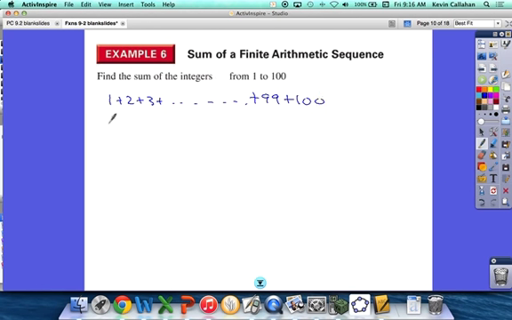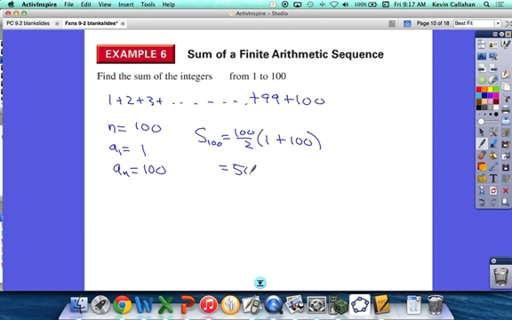So what is the n? How many terms is that? It's 100. What is the first term? 1. What is the last term? 100. Plug it in. S100 equals 100 over 2 times 1 plus 100, which is 50 times 101, which is 5050. A lot easier than adding up all the numbers from 1 to 100.